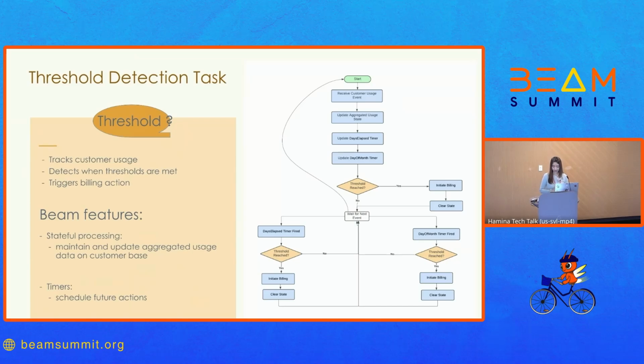Now let's walk through this process at a high level. We first receive usage events and update the aggregated usage state. Then we set or update our timer. We check if the threshold is reached. If yes, then we initiate billing and clear state. If not, then we wait for the next event, which includes a new usage coming in or a timer firing. When the timer fires, we perform another check.